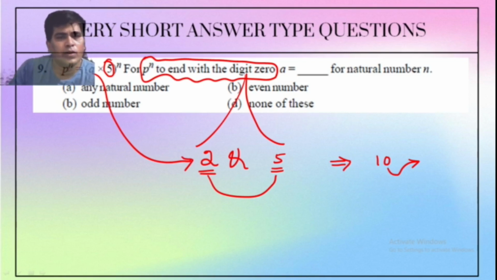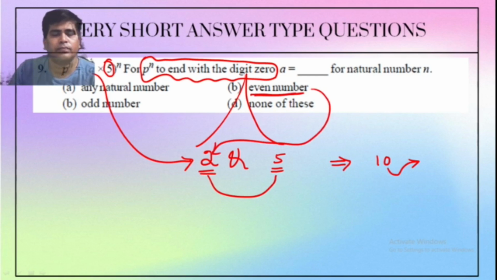In the options we don't have 2 as an option, so shall we go for any natural number? No, we cannot go for any natural number. We cannot go for odd number. Odd into odd, again odd you will get, you never get 0. Every even number consists of 2 as a factor, so we can decide that B is the correct option.